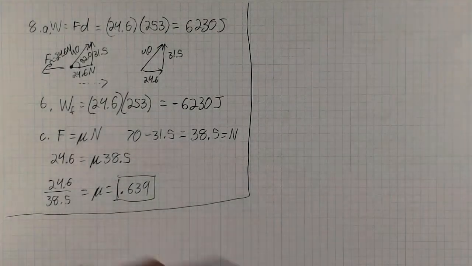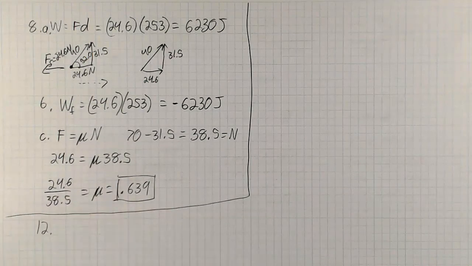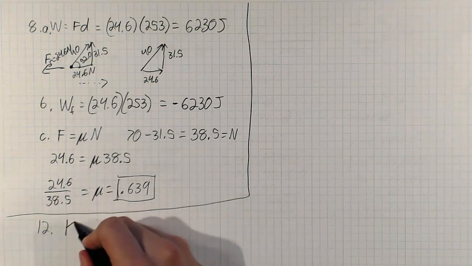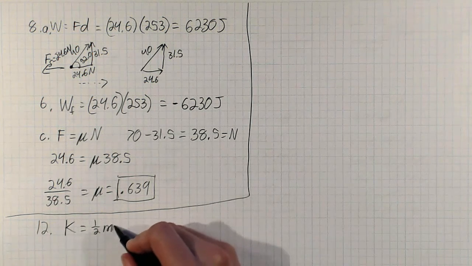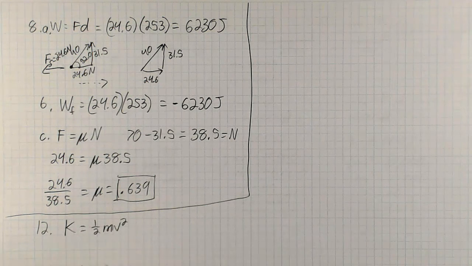The next question is question 12, which says, can the kinetic energy of an object be negative? And the answer is no, and here's why. So we know that kinetic energy is equal to 1/2 of mass times our velocity squared. In order for the kinetic energy to be negative, one of these components has to be negative. So for the mass to be negative, well, we know that can never happen, because your mass is an absolute quantity. It cannot be less than 0.